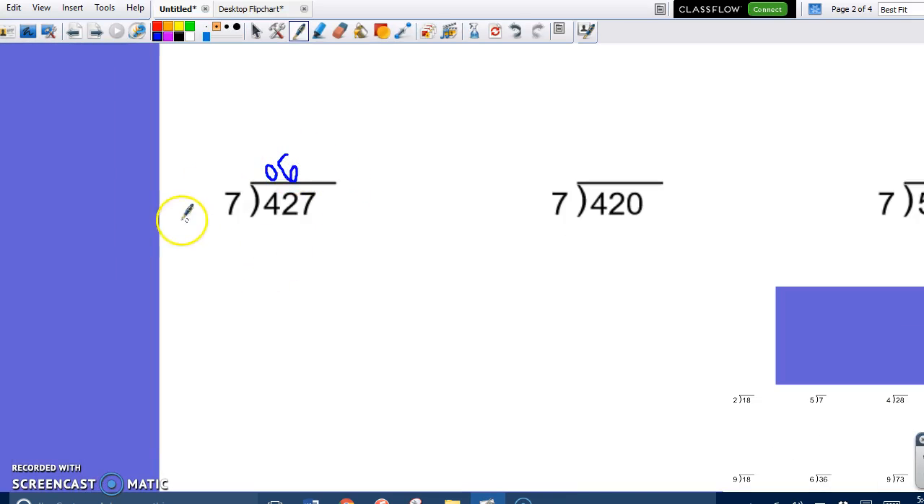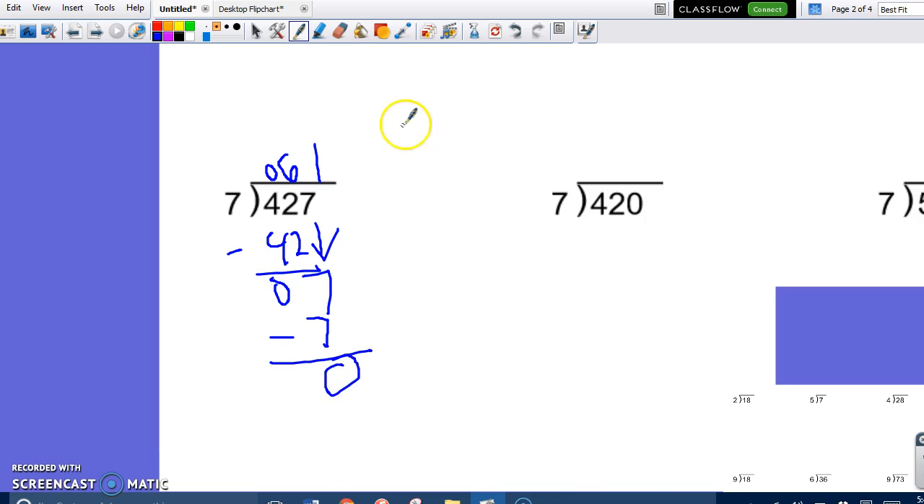Remember to multiply. 7 times 6, 6 times 7 was 42. Subtract. 42 minus 42. Well, that's 0. But don't forget to bring down your 7. 7 will go into 7. Hope you don't need the chart to look for that one. A number will go into itself always one time. Multiply. 1 times 7 is 7. Subtract. 0. So this answer, 61. Remember, no fraction because you do not have a remainder.